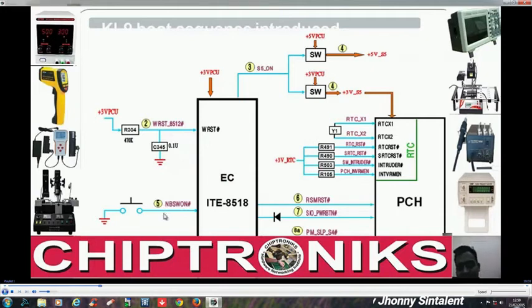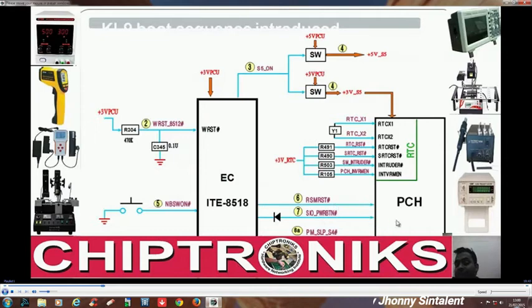This is the fifth step, and after receiving this NBS on signal, the EC, the embedded controller inside this IO controller, will generate a signal RSM reset. The full form of RSM reset is resume reset, and I will go into details when I cover the IO controller. So this is the sixth step. After getting RSM reset, and another signal is generated, SIO underscore power button.